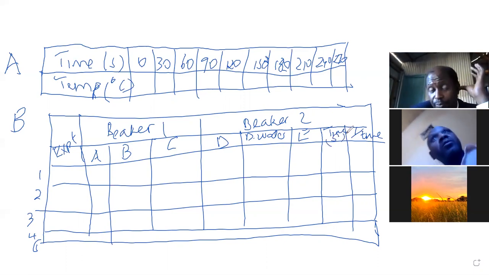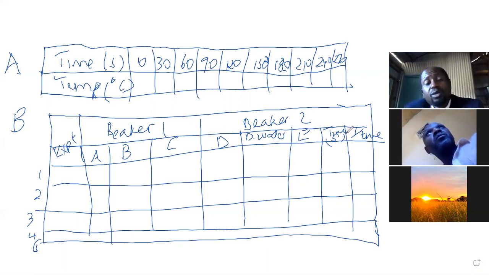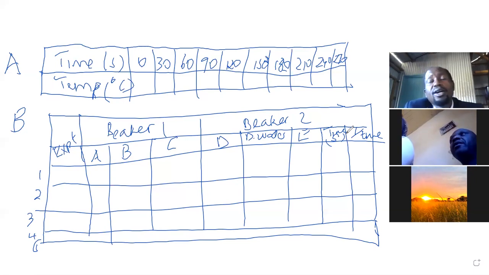Now, the first table is common for questions on enthalpy, questions on solubility, questions on cooling curve, and has been examined quite a number of times. The second table is a sample of a table for reaction rates.